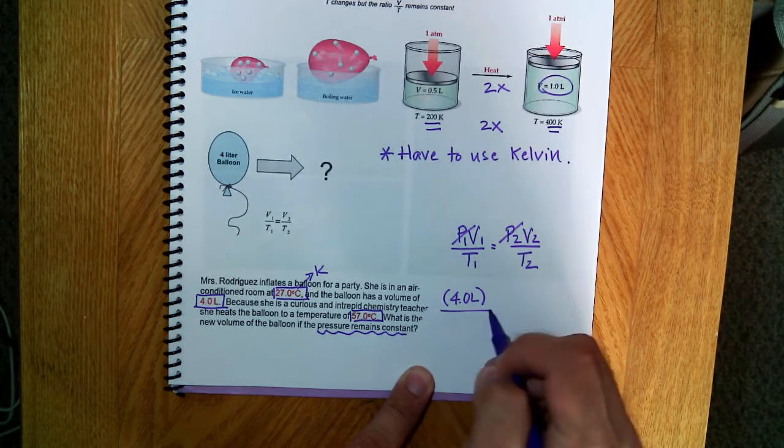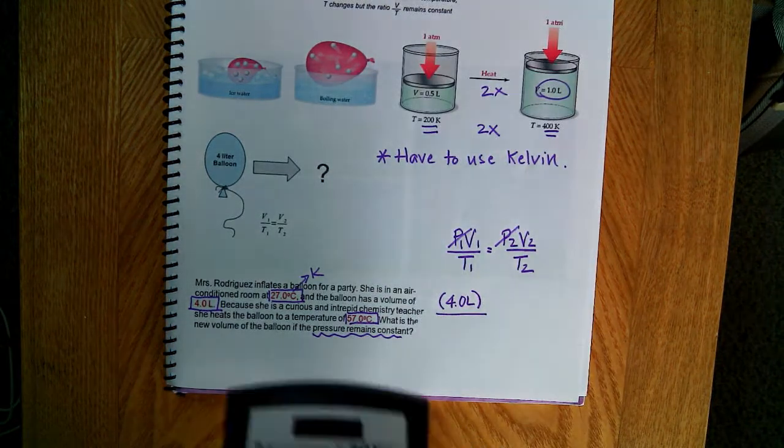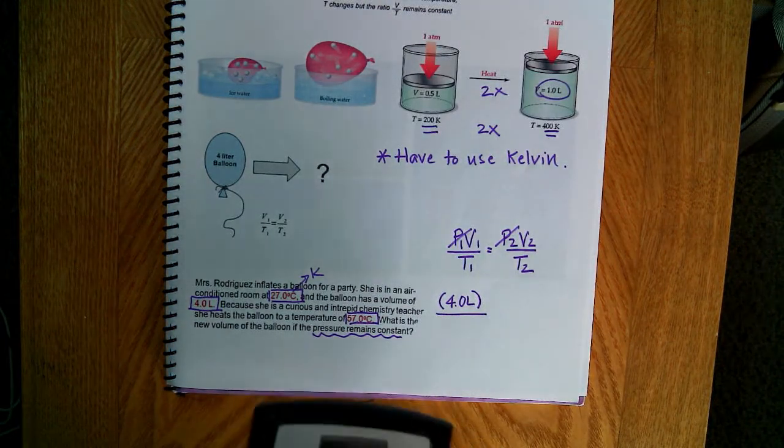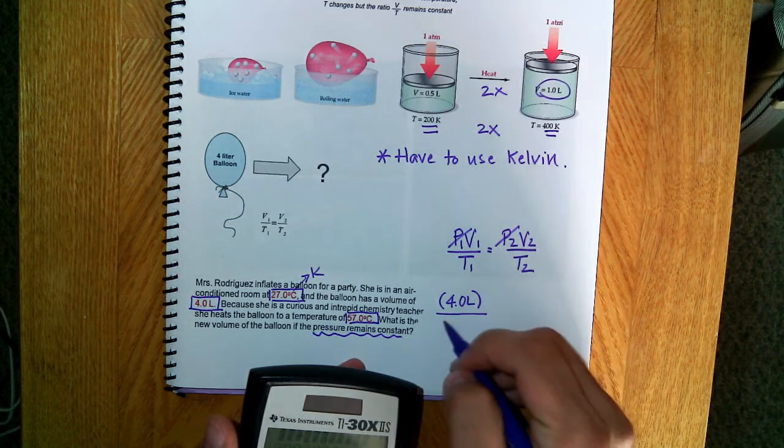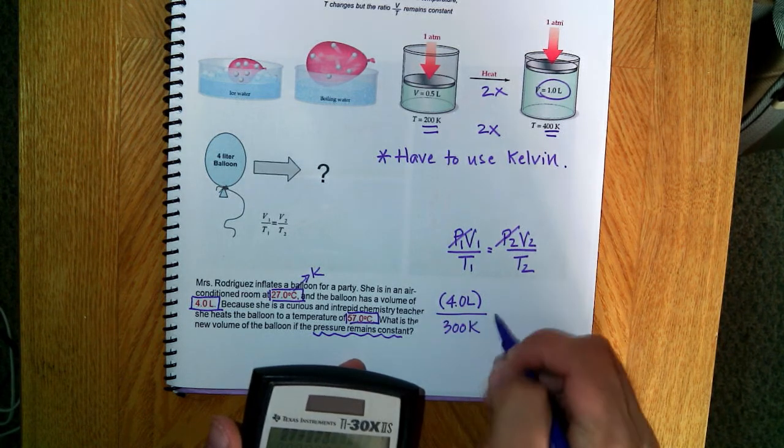We're starting with 4 liters. The initial temperature is 27 Celsius, but do not put 27 Celsius into there. Put in 273 more, right? 27 plus 273 is 300 Kelvin.